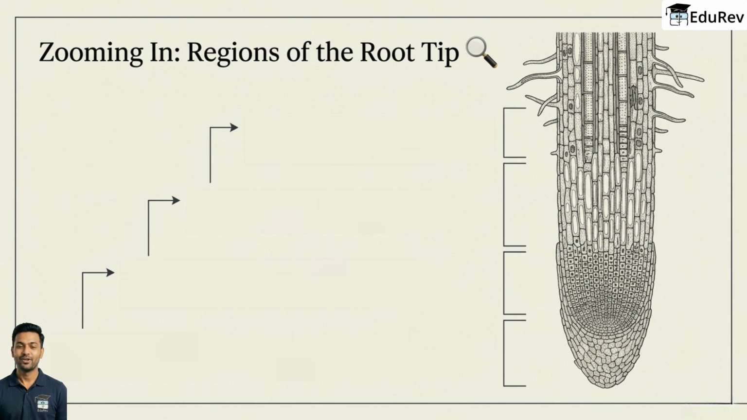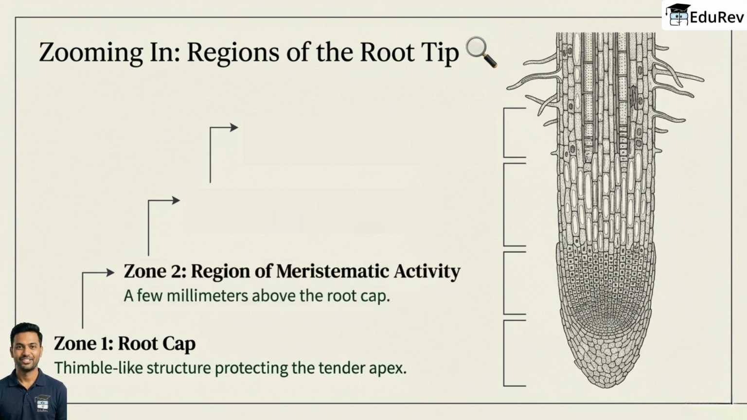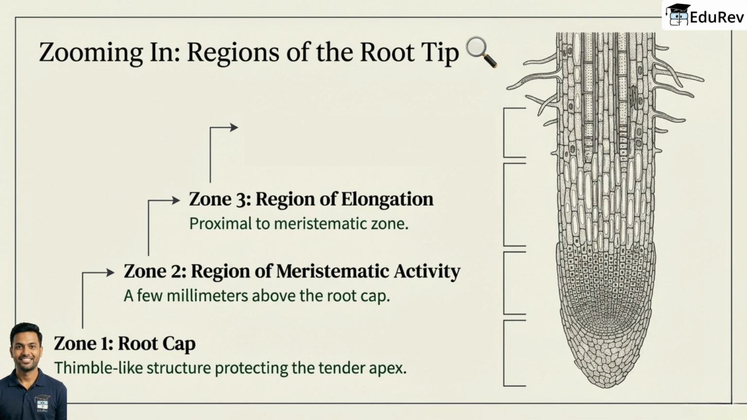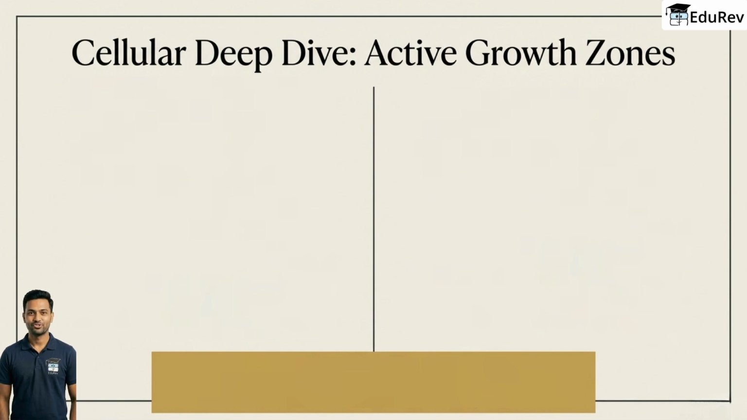The root tip is organized into distinct zones, and the order matters a lot. At the very tip is the root cap, which protects the delicate apex as the root pushes through the soil. Just above it lies the meristematic region, where cells divide actively. Then comes the elongation zone, where cells lengthen and contribute to root growth, followed by the region of maturation. This sequence is a favorite exam pattern, so it helps to see it as a developmental story rather than four disconnected labels.